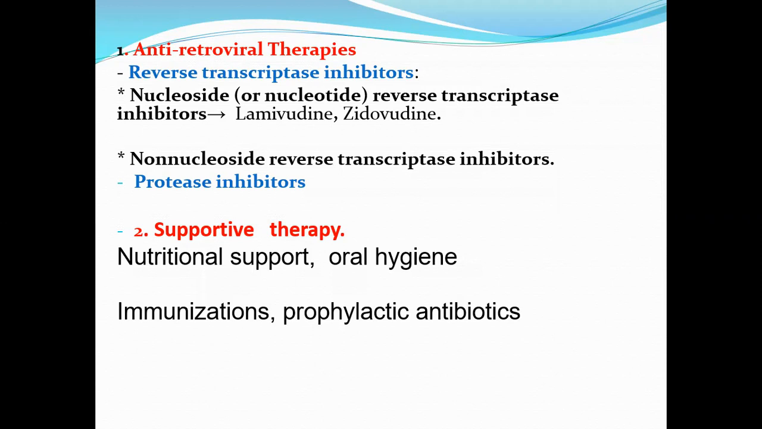A prophylactic antibiotic: sometimes we need to give antibiotic as prophylaxis to protect from common bacterial infection. We can give trimethoprim-sulfamethoxazole for those children less than 1 year due to risk of Pneumocystis carinii pneumonia. Also, we can give azithromycin as prophylaxis against Mycobacterium avium complex. This we give for a child who is immune suppressed and less than 1 year.